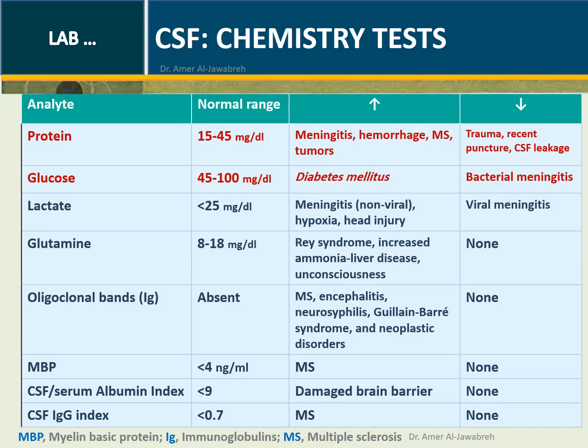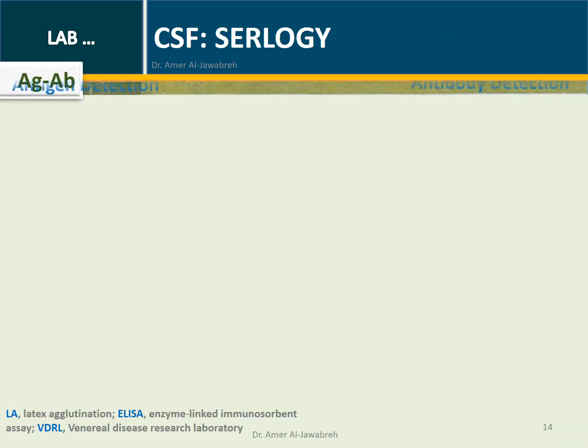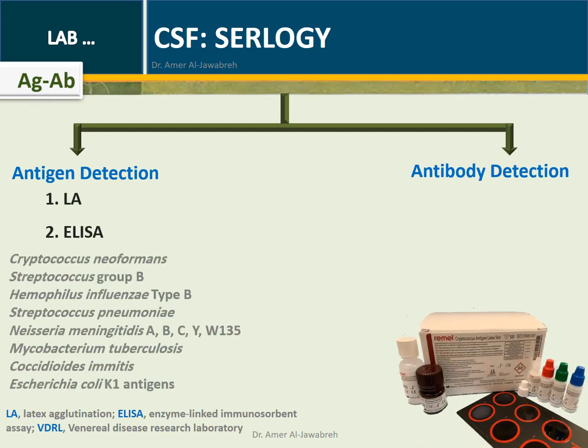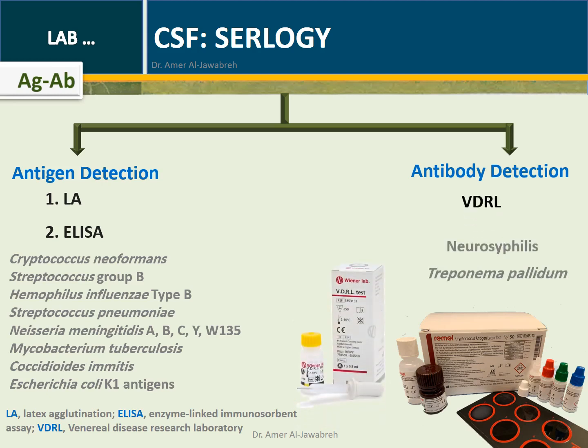CSF chemistry tests. Protein and glucose levels are routinely determined. Other tests can be requested on special occasions. CSF serology. Either antigen detection using LA and ELISA to detect any of the following pathogens, or antibody detection such as VDRL for detecting neurosyphilis.